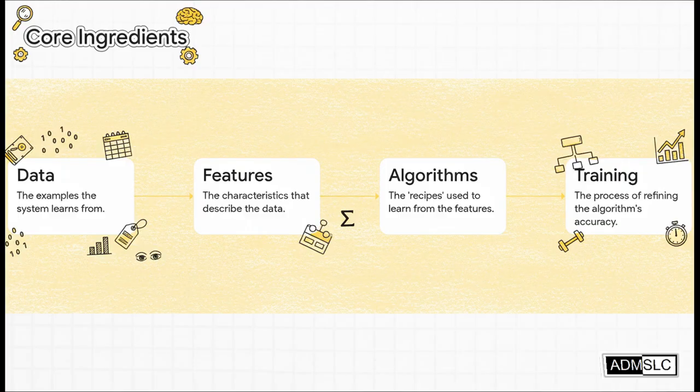From that data, we pull out features, which are just the key characteristics. Then we apply algorithms, and you can think of these as the recipes for learning. And finally, we go through training, which is just the process of using all that data to make our recipe as accurate as it can possibly be.